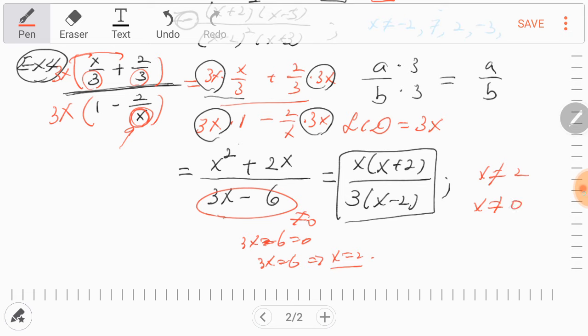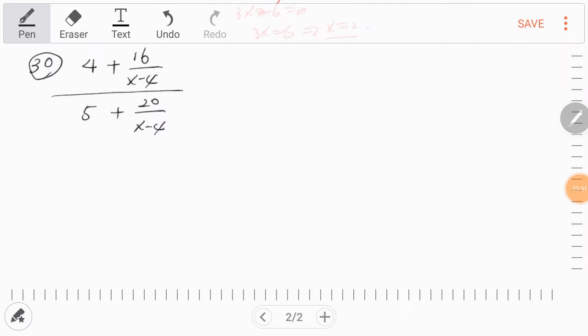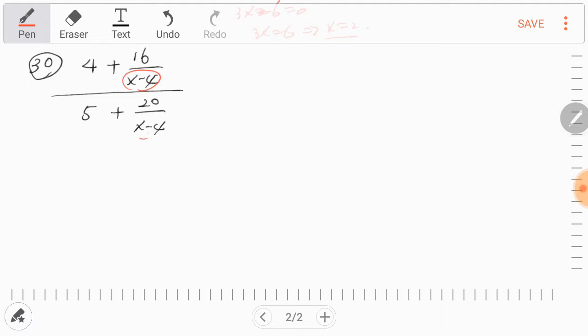Okay, let's try another one. This is exercise number 30. The numerator and denominator have fractions, and x minus 4 is the denominator. So the LCD is x minus 4. So what I'm going to do is multiply each term by x minus 4. So multiply this 4 by x minus 4, and this fraction by x minus 4, 5 times x minus 4, and even this fraction by x minus 4.